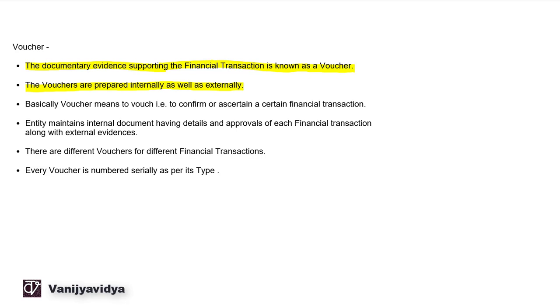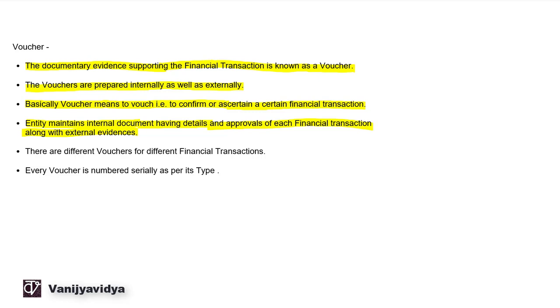Internally means within the organization, whereas externally means received from our vendors from whom either we purchase the goods or receive some services. Basically, voucher means to vouch, that is to confirm or ascertain a certain financial transaction. An entity maintains an internal document having details and approval of each financial transaction along with the external evidence.